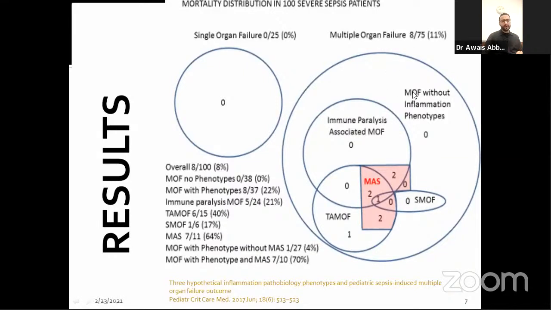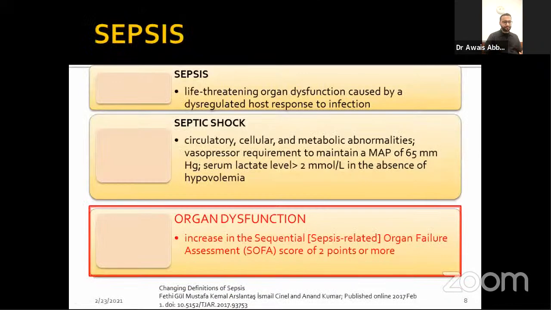The important point to note here is that the multi-organ failure group can be divided into two categories: a subset of multi-organ failure without these phenotypes, and a subset of multi-organ failure with these phenotypes. The mortality was observed in the second arm. All the patients who died had multi-organ failure with any of these three phenotypes, and no patient died who didn't have any of these phenotypes. That is why discussing these phenotypes is very important. I'll explain this slide in detail later in my slides.